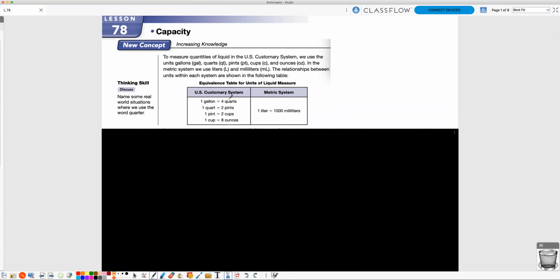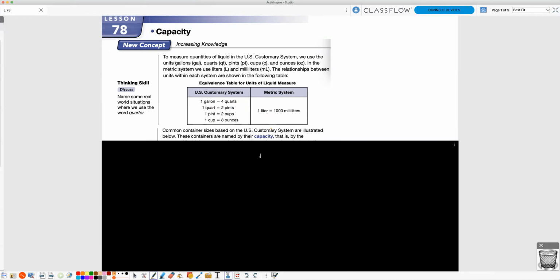1 gallon equals 4 quarts, 1 quart equals 2 pints, 1 pint equals 2 cups, 1 cup equals 8 ounces, and in the metric system, 1 liter equals 1,000 milliliters.